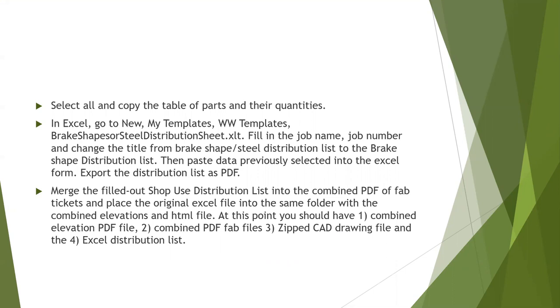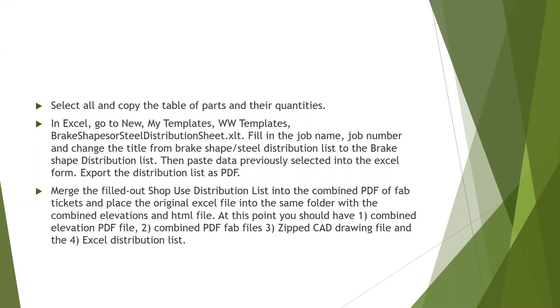In Excel, go to New, My Templates, WW Templates, Break Shape or Steel Distribution Sheet. Fill in the job name, the job number, and change the title from Break Shape or Steel Distribution List to the Break Shape Distribution List. Then, paste the data previously selected into the Excel form. Export the distribution list as PDF.